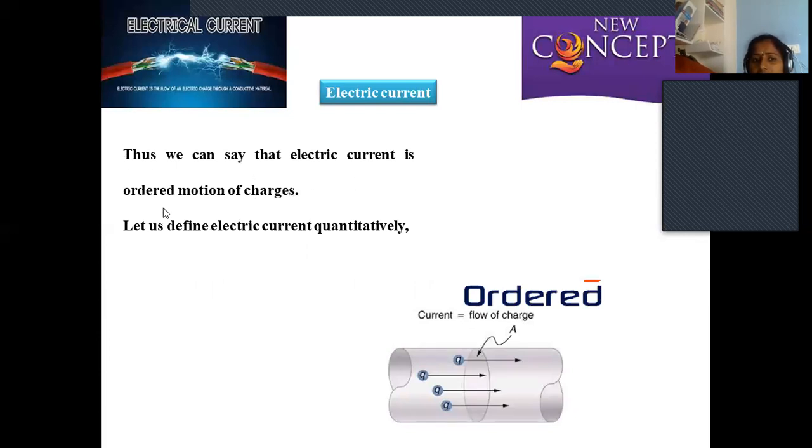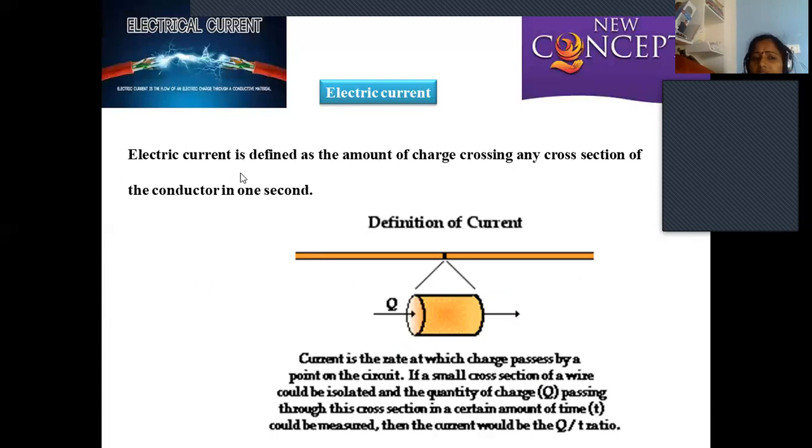Now, thus we can see that electrical current is the ordered motion of charges, either left to right or right to left, but the condition is that the electron flow should be in a regular manner, or ordered motion is required. Let us define the electrical current in a quantitative manner.